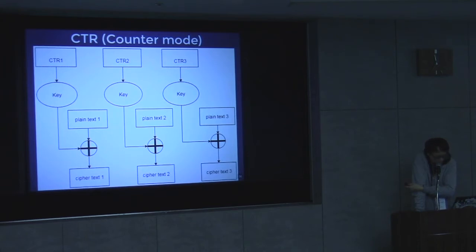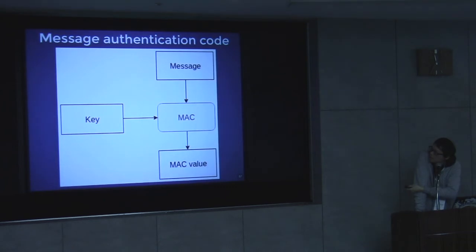Okay, after the CBC mode, I want to talk about CTR mode. The CTR mode uses the counter CTR1 and the key with the plaintext, then uses the XOR calculation to get the ciphertext, then ciphertext 2, ciphertext 3.